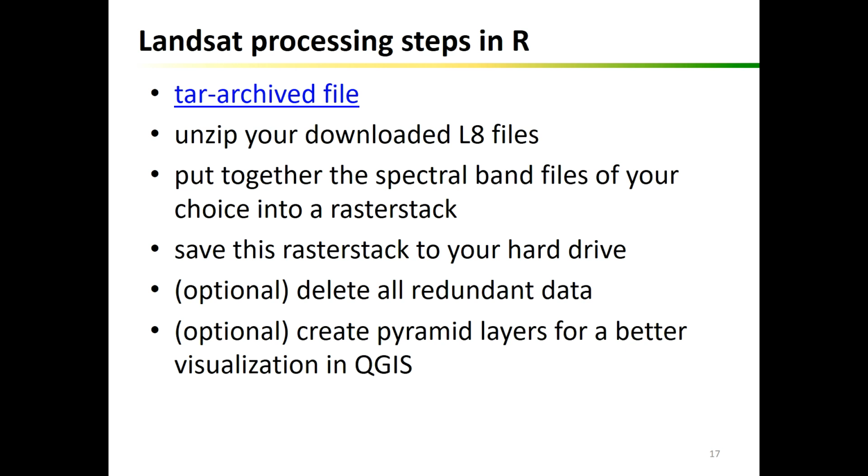This results in the following intermediate steps we have to do in R. So we have to unzip our downloaded Landsat 8 files, put together the spectral band files of your choice into a raster stack, save this raster stack to your hard drive, and there are two optional steps. One optional step is to delete all redundant data, and the second optional step is to create pyramid layers for better visualization in QGIS, but this, as I said, you can also do in QGIS itself.